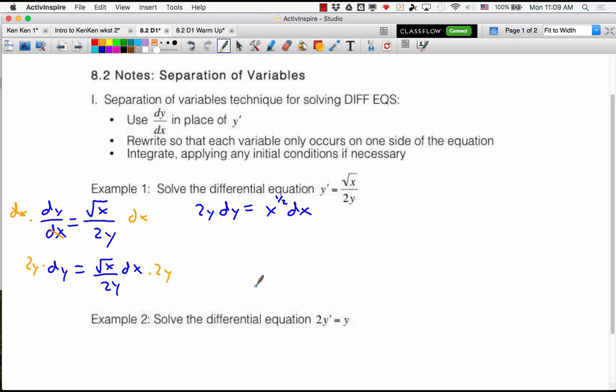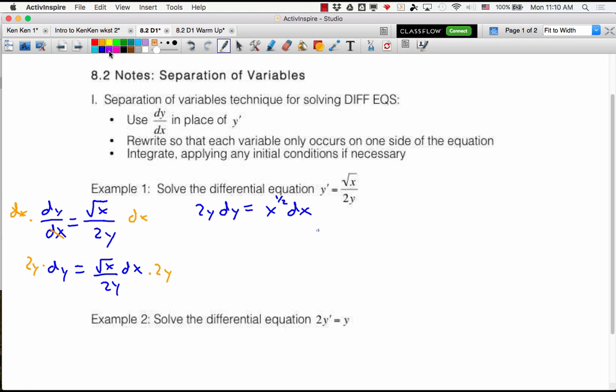Notice here, ladies and gentlemen, we've got our y's on the left, our x's on the right. That's typically how I do it, though obviously it doesn't matter which side. Our next step, because we're trying to find the solution to this differential equation, is to integrate both sides. We integrate this side with respect to y, and this side with respect to x. How nice is that, because we separated them.